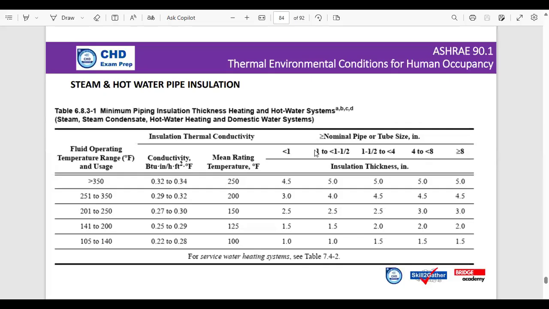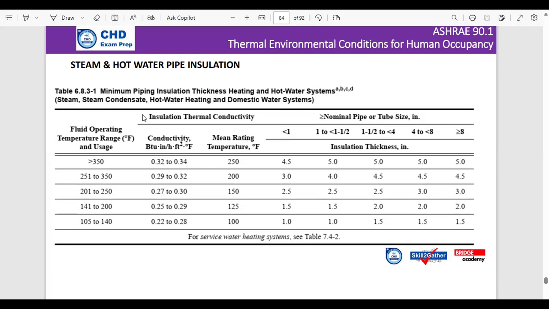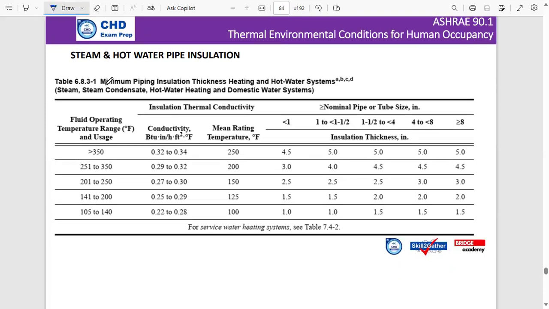ASHRAE 90.1, the standard for energy, also talks about insulation of steam and hot water pipe. For instance, this is the table that you have to follow to size the insulation thickness of steam or hot water pipe. Let's follow this table. The name of the table is minimum piping insulation. So this is the minimum requirement. If you want to surpass it, it is up to you.